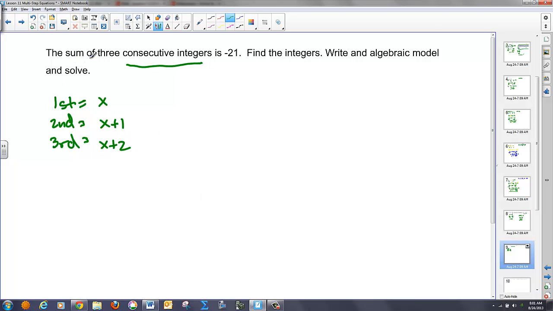Now I'm going to add all three up because this says the sum of 3 consecutive integers. So I'm going to take x plus 1.